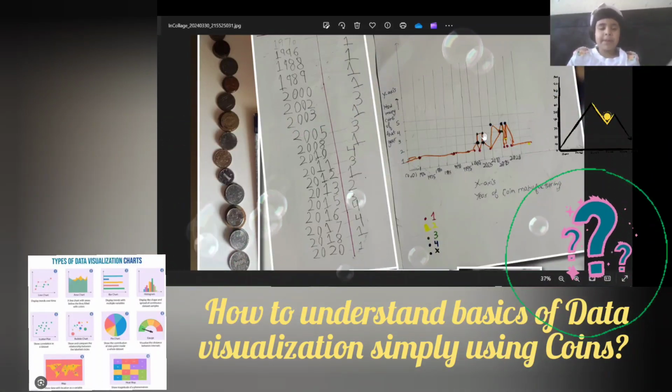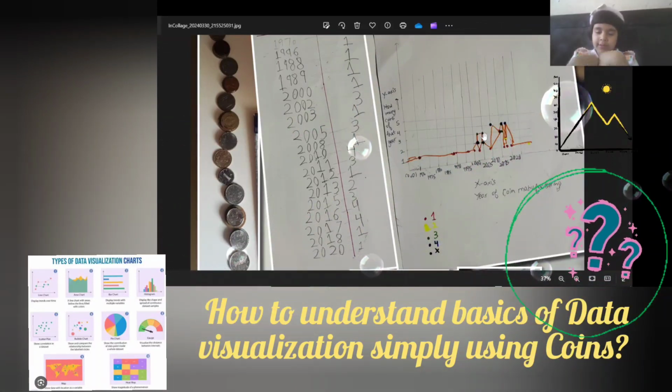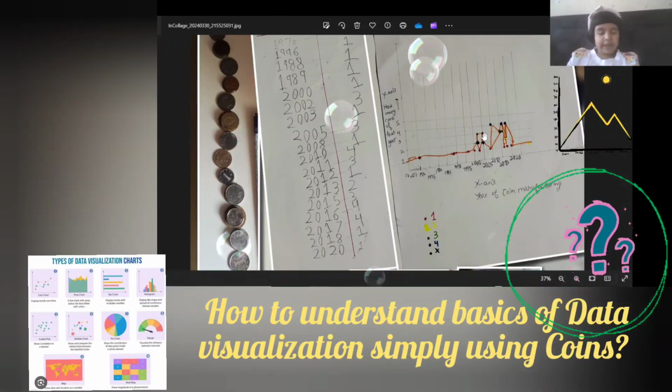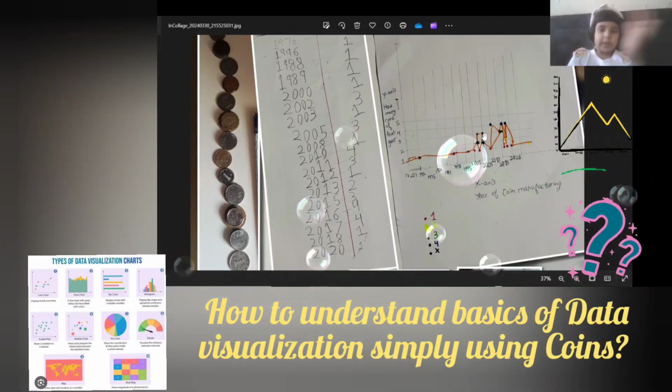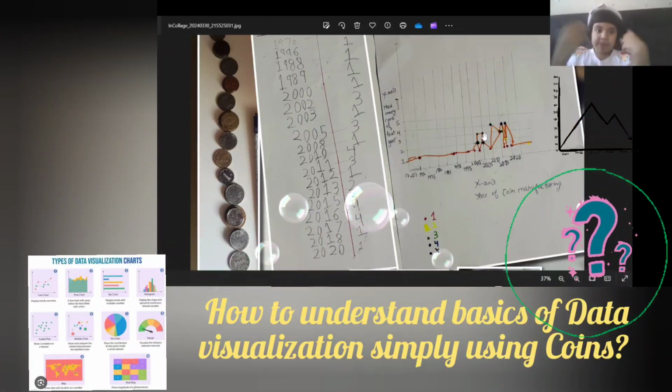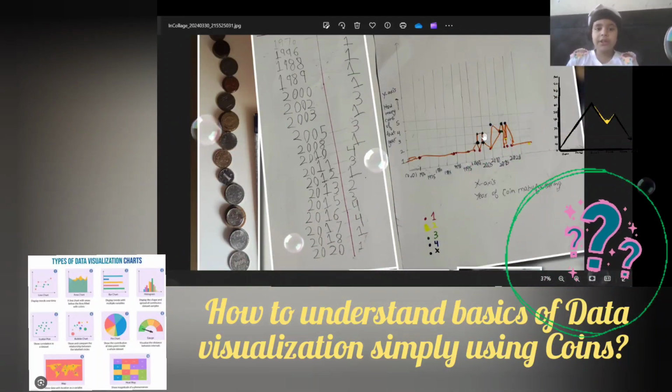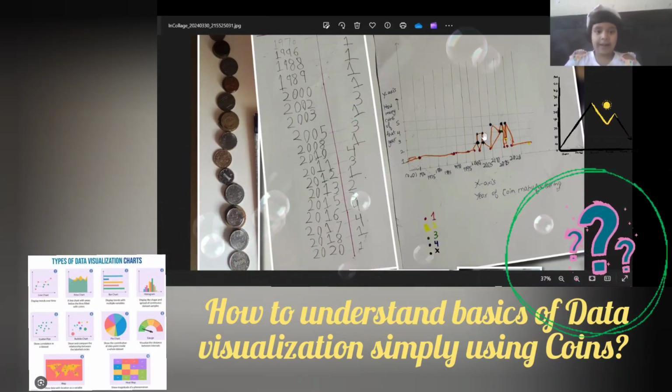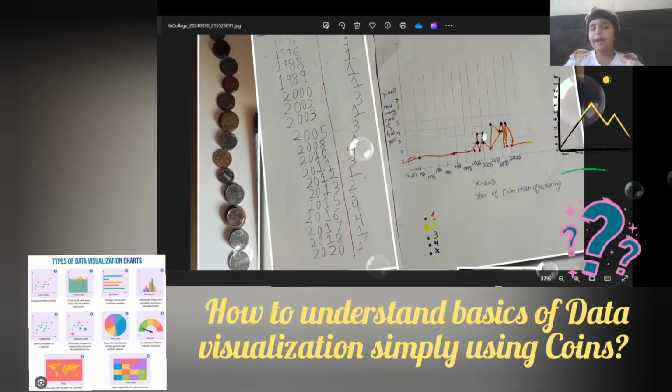So from simple coins to making data, we play with simple coins and use them to pay. But I've come up with such nice, amazing data with simple coins.